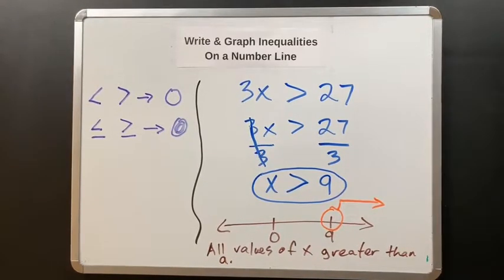Okay, so here we have a math sentence, a picture, and a model. They all say the same thing: all values of x greater than 9. Very good.